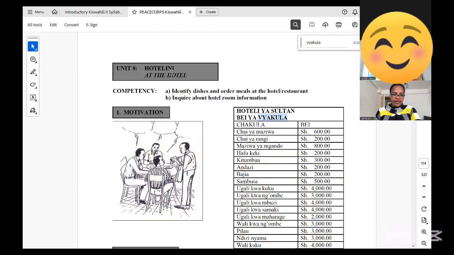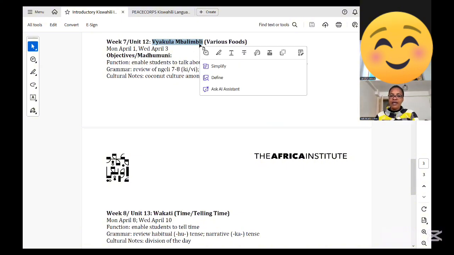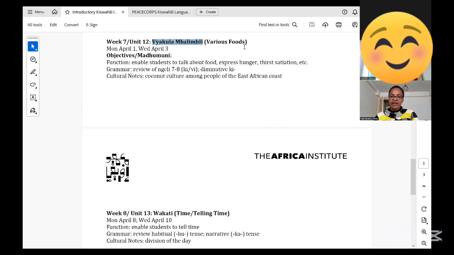Okay. So, karibu kwenye darasa la leo. Leo tutajifunza vyakula mbalimbali. Okay? Vyakula mbalimbali.